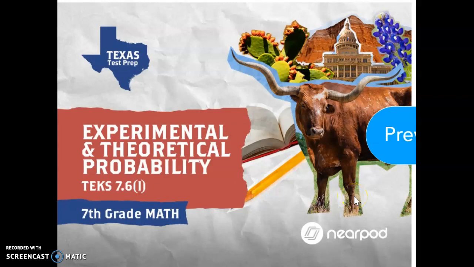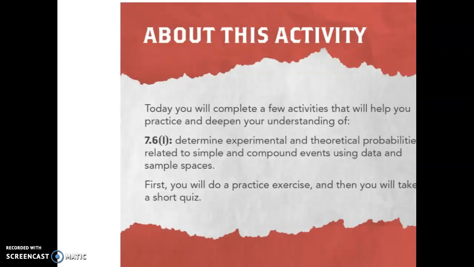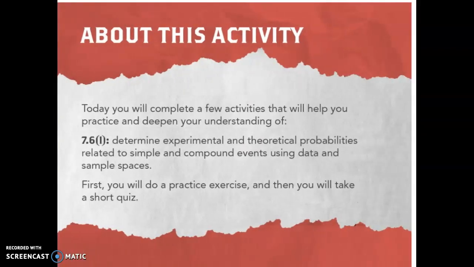In this lesson, we are going to distinguish between experimental probability and theoretical probability. It is almost like present tense and past tense. Today you will complete a few activities that will help you practice and deepen your understanding of determining experimental and theoretical probabilities related to simple and compound events using data and sample spaces. First, you'll do a practice exercise and then you will take a short quiz.